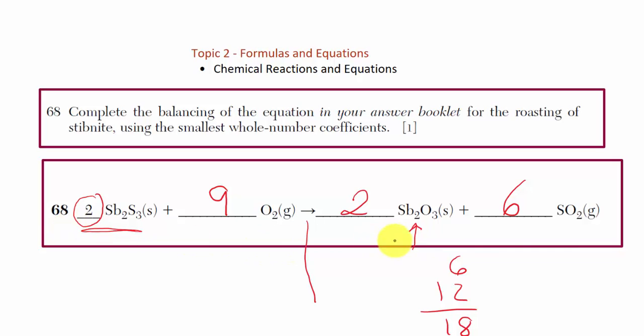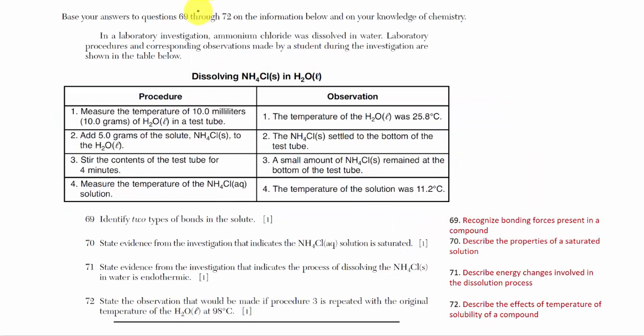And that's it. So the correct balance in this equation, you need to have a 9 in front of the oxygen, a 2 in front of the Sb2O3, and a 6 in front of the SO2, and then your equation is balanced. Next up is question group 69 through 72.